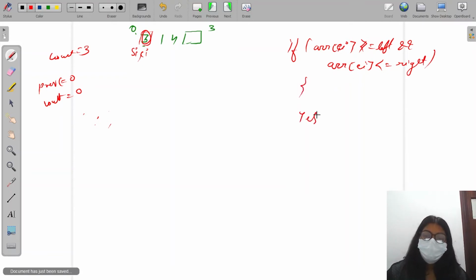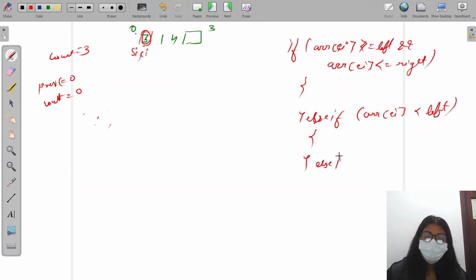Else, if my ARR of EI is even lesser than my range. Else if my ARR of EI is greater than my right, this is my breaking point. So I have to reset here.